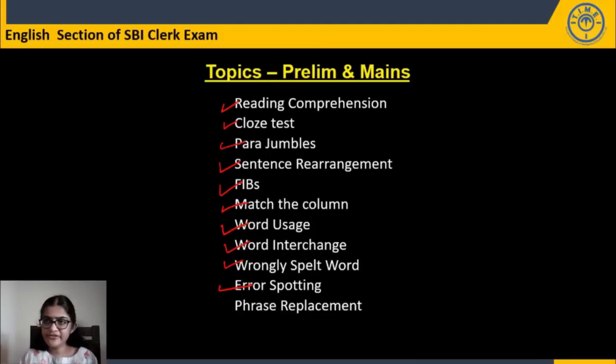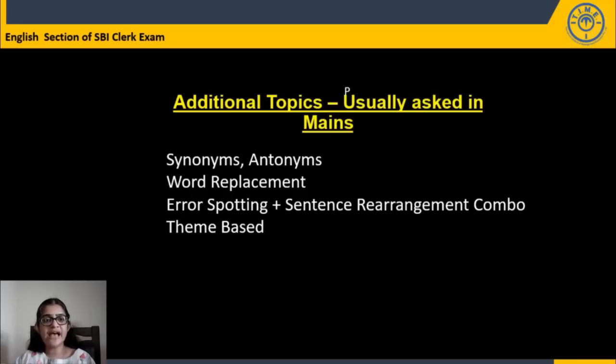Okay, there are different presentations of error spotting, and another common pattern is phrase replacement, where there is an erroneous phrase given in a sentence and you are asked to replace it with the correct version. Okay, so these are the most common topics that have been appearing year after year in both prelims and mains. Apart from this, there are a few question types that usually appear in mains alone.